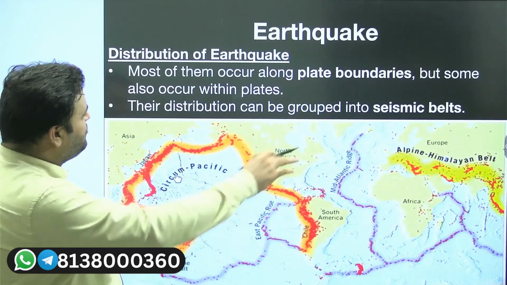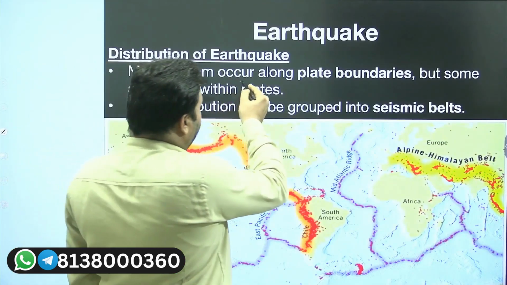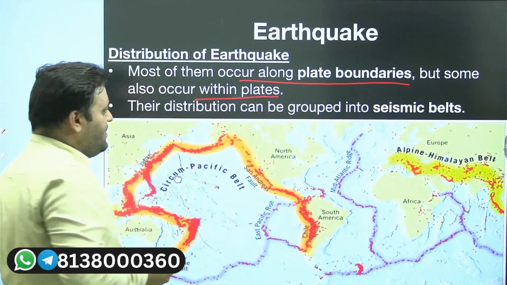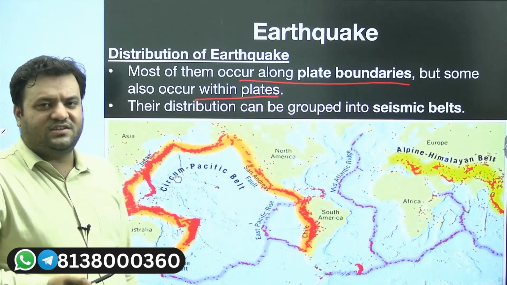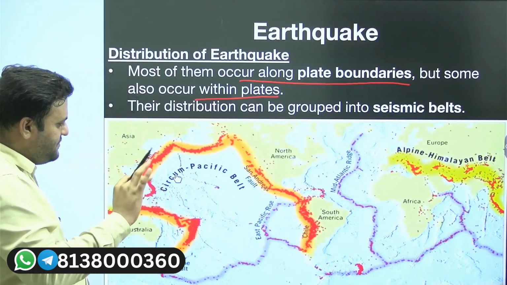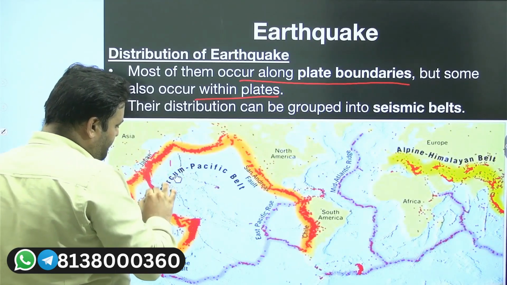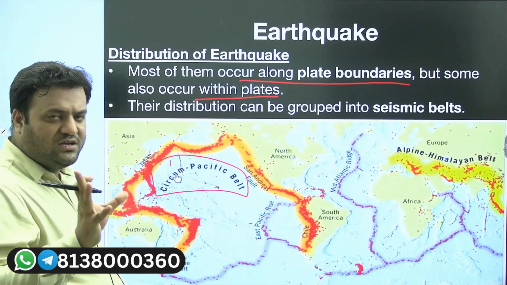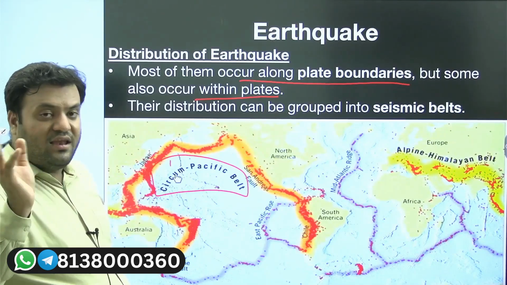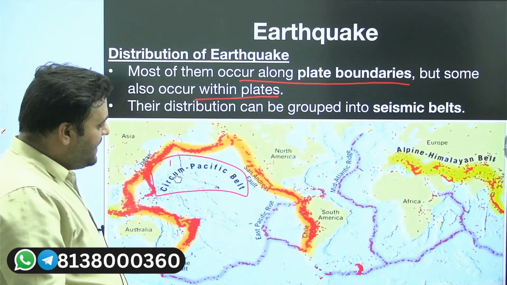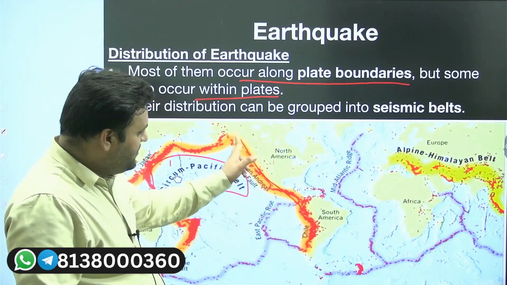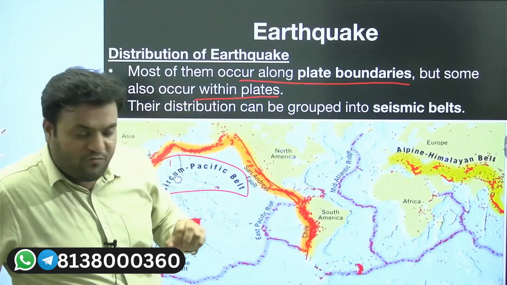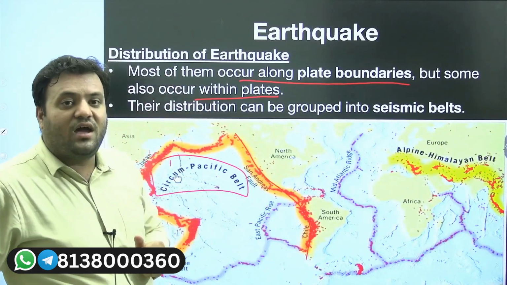So most of the earthquakes, if you see, occur along plate boundaries. Yes, some within. Now their distribution can be grouped in seismic belts. So here we have the very first seismic belt, that is the Circum-Pacific Belt. I hope you remember the plates. In the last to last session, we discussed that here we have these plate margins. I hope you remember we discussed how the Andes might have formed, how the Rockies might have been formed. Andes are here, Rockies are here, how they are actually being formed.